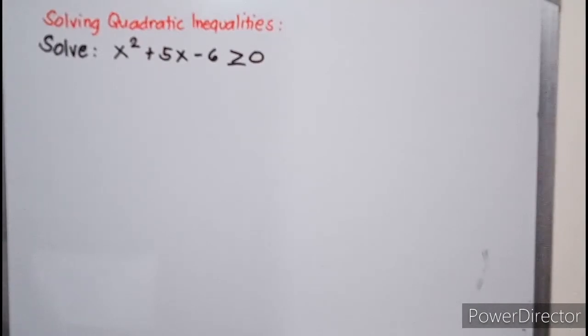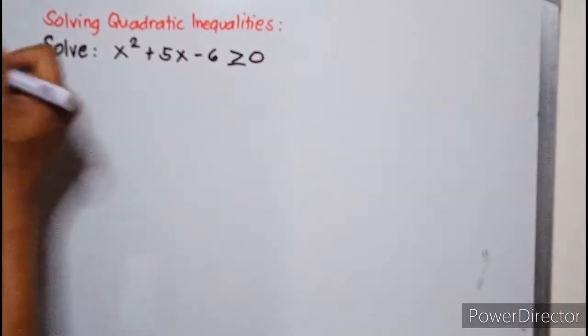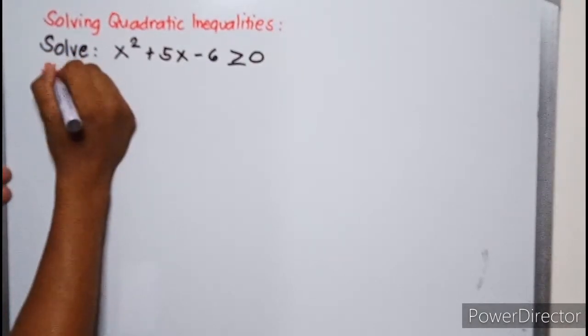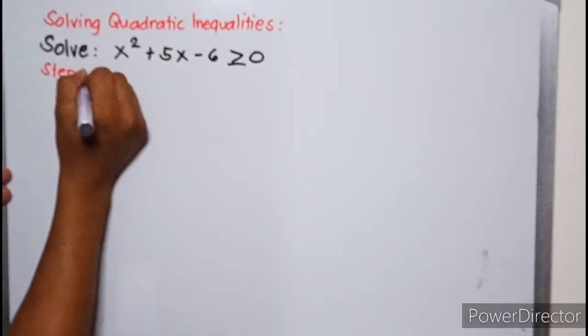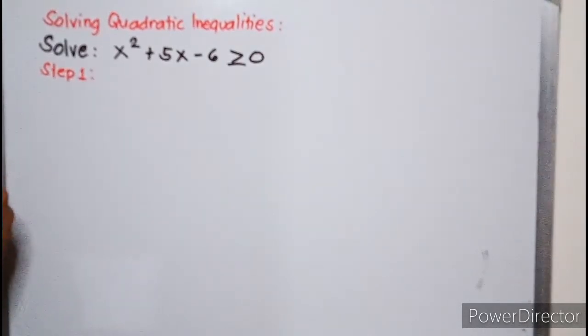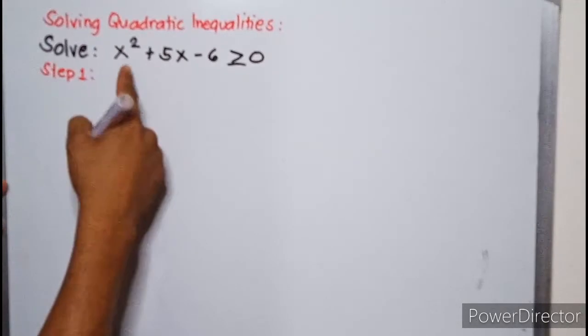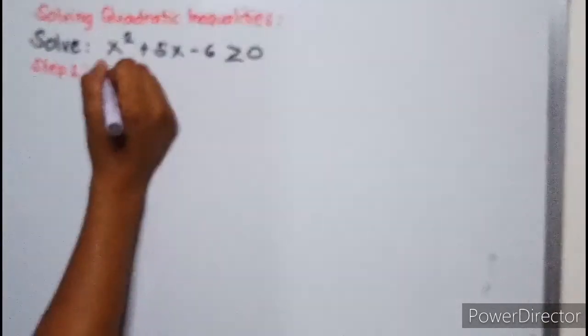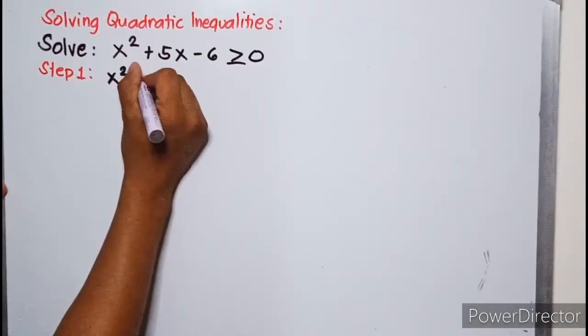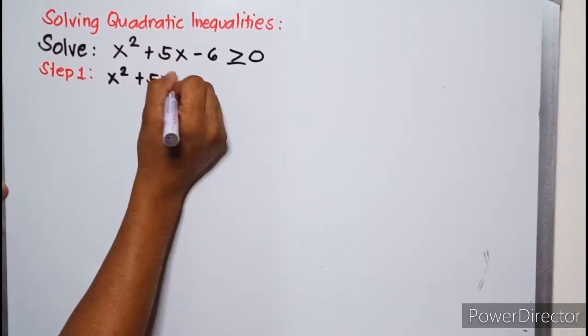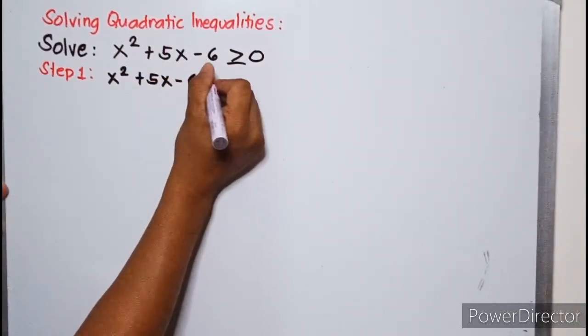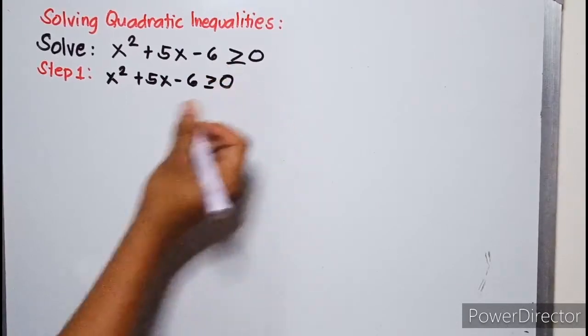Solving quadratic inequalities. Example number 1. Solve x squared plus 5x minus 6 is greater than or equal to 0. So, for our step 1, we are going to rewrite this given into standard form of quadratic inequalities. So, since this is in standard form, let us just copy it. So, we have x squared plus 5x minus 6 is greater than or equal to 0.